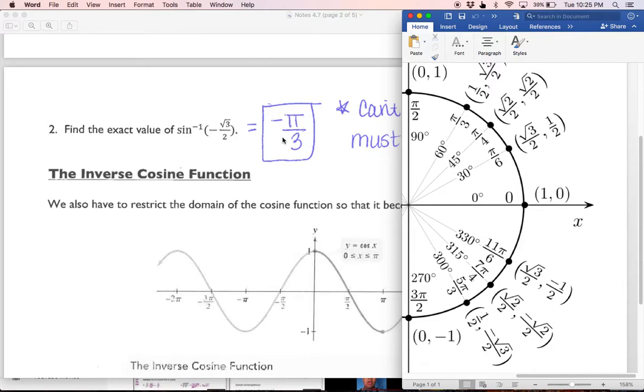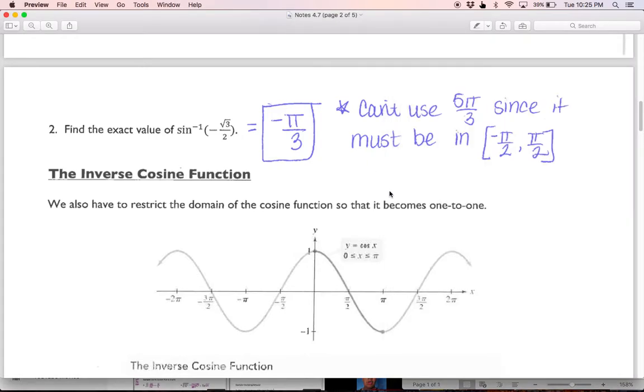Now, notice my answer here. I look at this and I go, ooh, 5 pi thirds. We can't call it 5 pi thirds. We have to rotate down to get to this, so we would need to call this negative pi third. If you put 5 pi thirds, that is wrong. It has to be from negative pi halves to positive pi halves, okay? All right, let's come back to this.